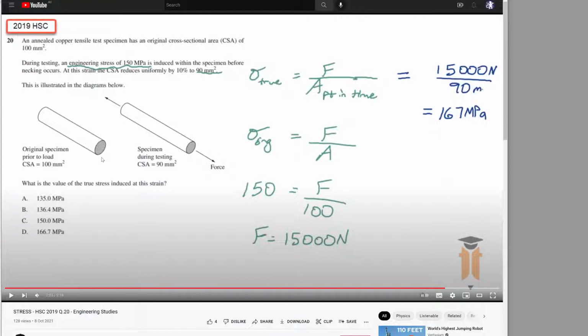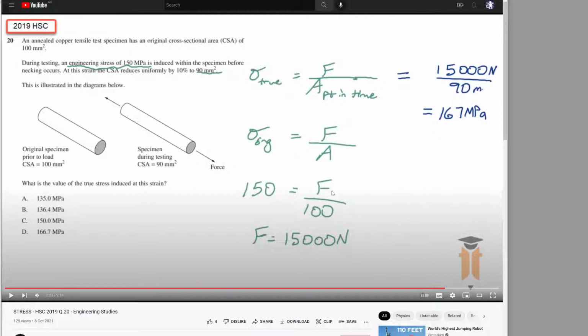Why do we do that? Because engineers are lazy. They don't want to keep measuring the diameters all the time. I do have some students say, all I can remember is that engineers are lazy. And I'm like, well, okay, you have to go that extra step and say, what does that mean? It means that we just don't want to measure the diameters all the time. But if we want to find the truth, we have to find the area at the point of failure, or at any point in time.